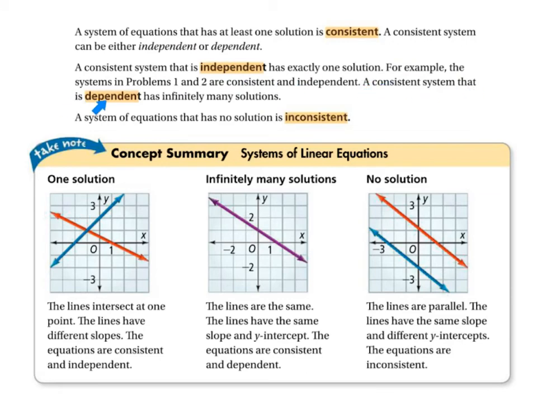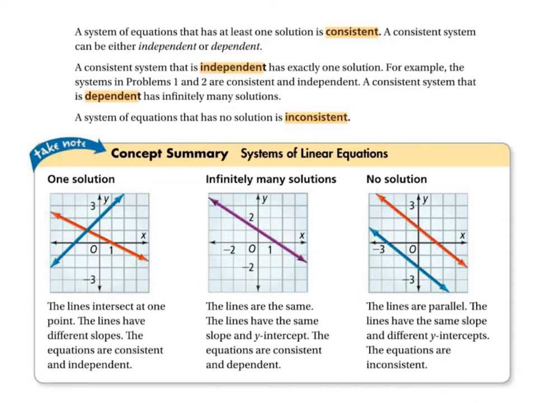A consistent system that is dependent has infinitely many. Red plus blue makes purple. That's why you see purple here. It's basically essentially a combination of the two. They're sitting on top of each other. The lines are exactly the same, so they have an infinite number of solutions, right? Every single point along the line solves both of them because they're the same line, okay? So it's consistent, there's a solution, but it's dependent. One depends on the other. Exactly one is the same as the other. That's what it means by dependent, okay?